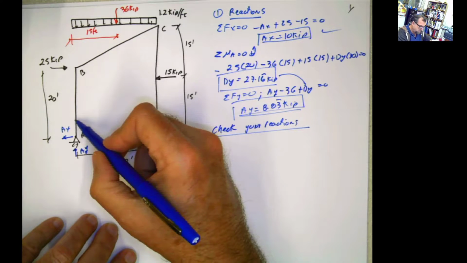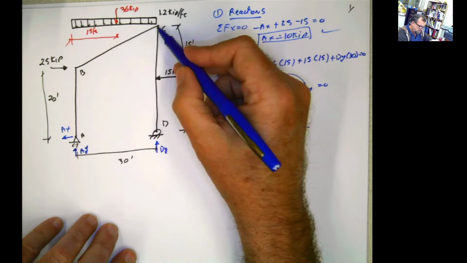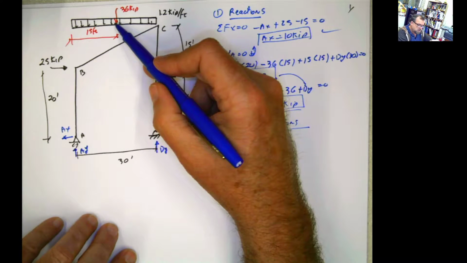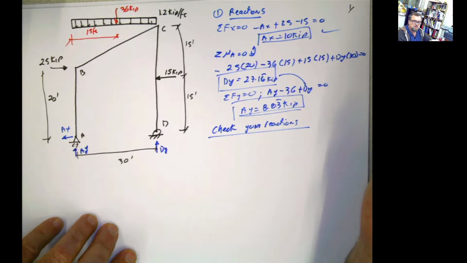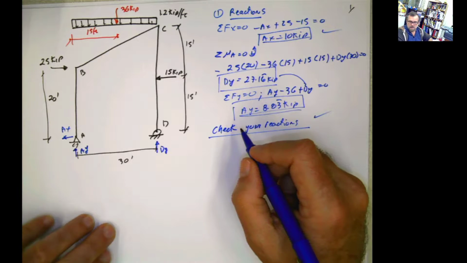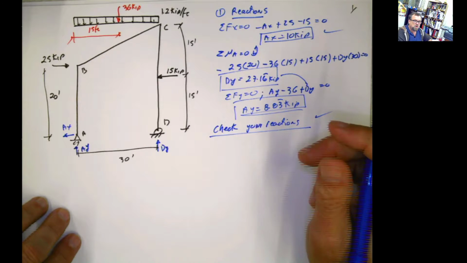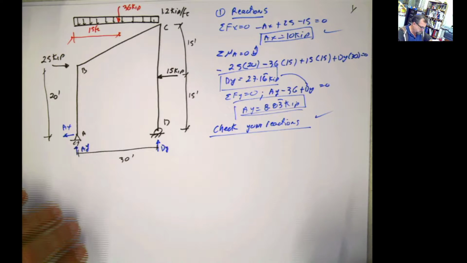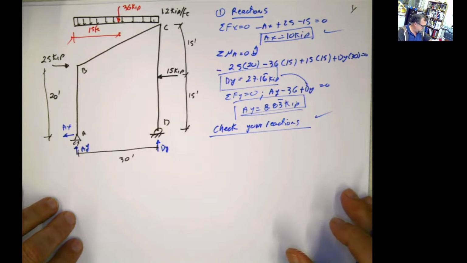For example, I can do summation of moments at any point. Why not here? Because I'm eliminating DY. Can I do it here at the center? Yes, you can do it at the center, if you want to. Any point. I know the reactions are correct because I verified them. And every time I say I'm going to do a shorter video, the video gets bigger and bigger, and the reason is I'm explaining everything.